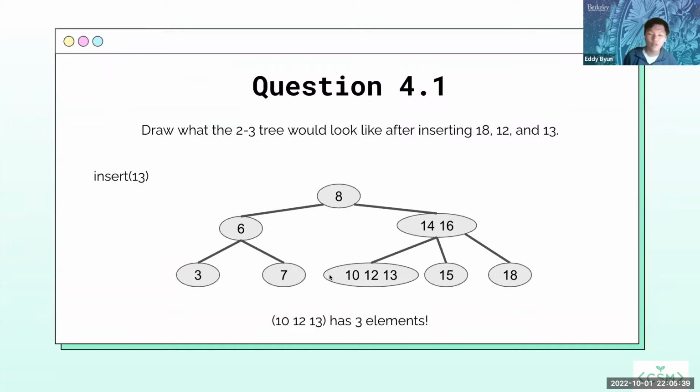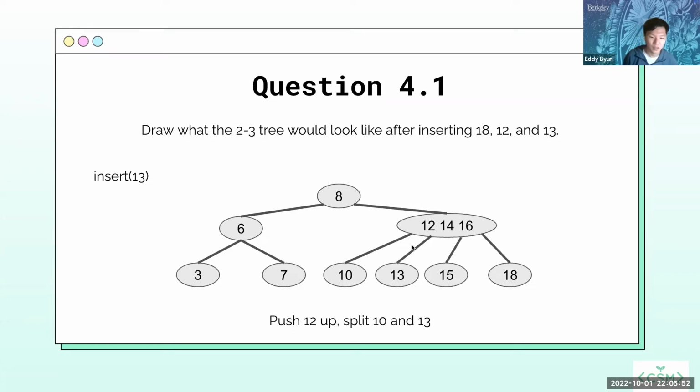But notice, again, we've created a node that contains 3 elements in it. So what we have to do is push 12 up and then split 10 and 13 into separate nodes. So this is what we get.